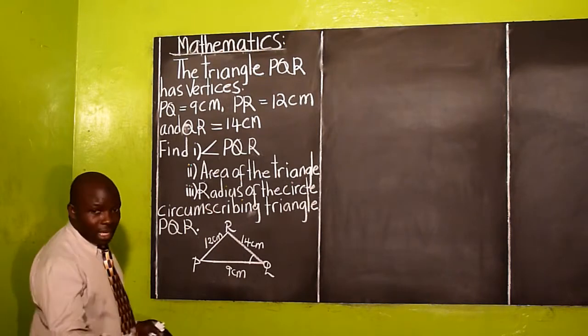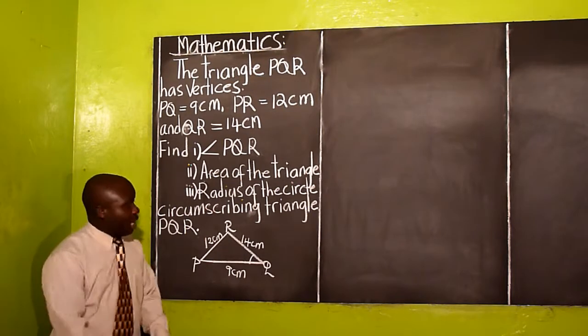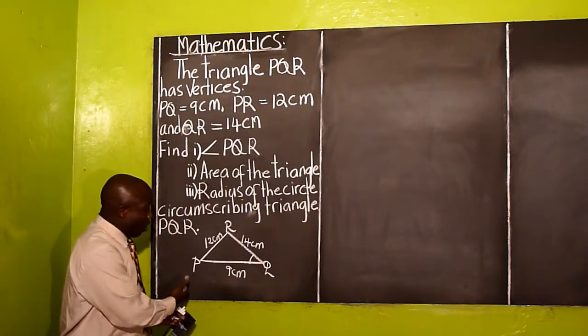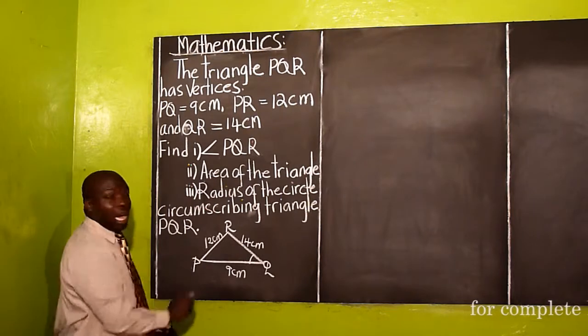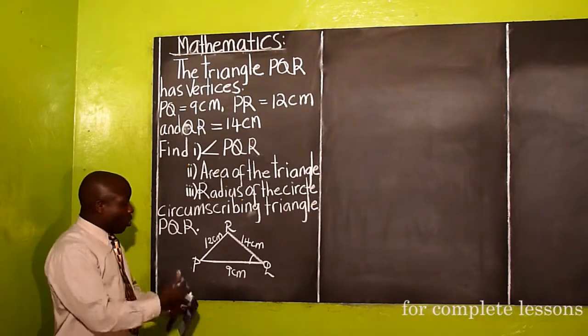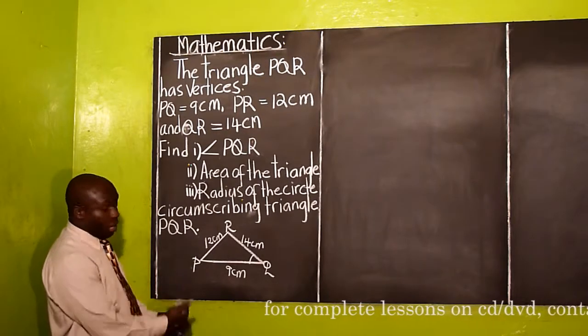Now, remember that a triangle has got 6 components. A triangle has got 3 angles. The 3 angles are represented by the capital letters. And it has also got 3 sides. The 3 sides will be represented by the small letters.